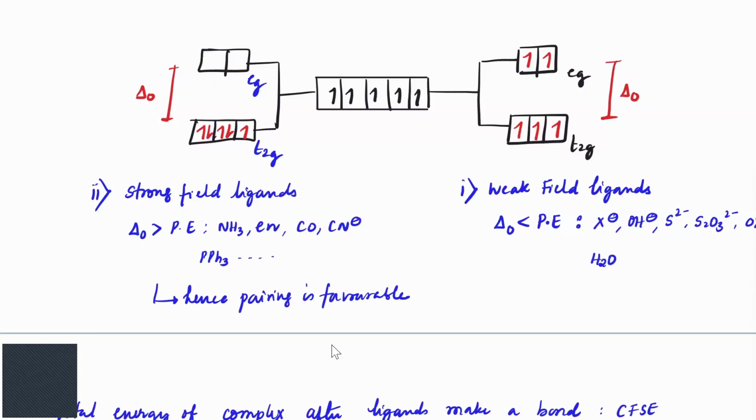Correct? And the released energy, which is the splitting energy, is more. So why would it go to the higher orbital? Overall, our idea is to keep the energy as low as possible. That's the reason when you take a strong field ligand, delta naught will be greater than pairing energy. When you take a weak field ligand, delta naught will be less than pairing energy.